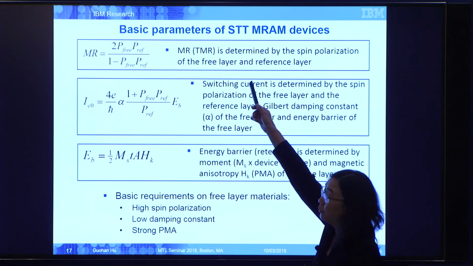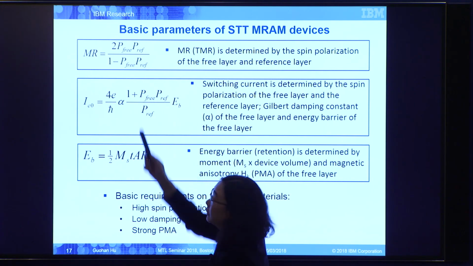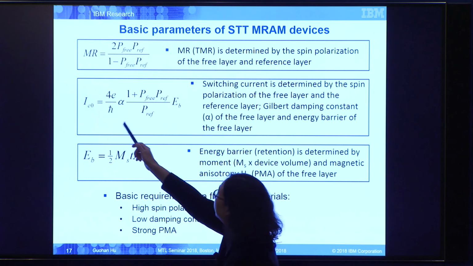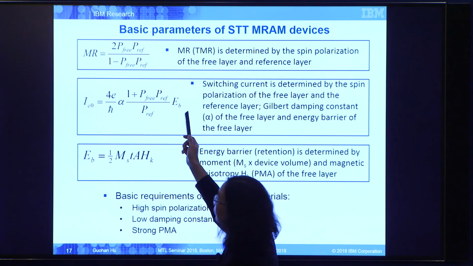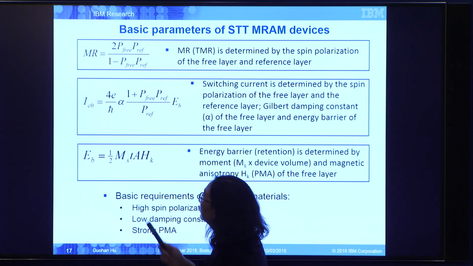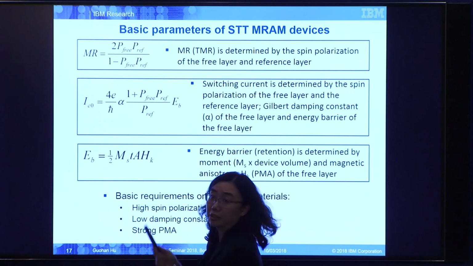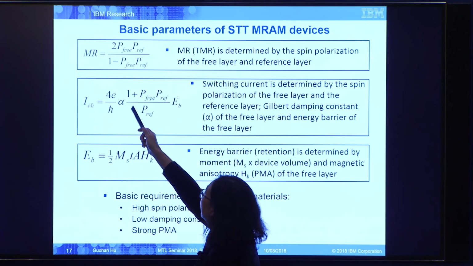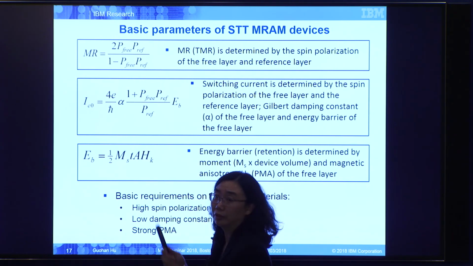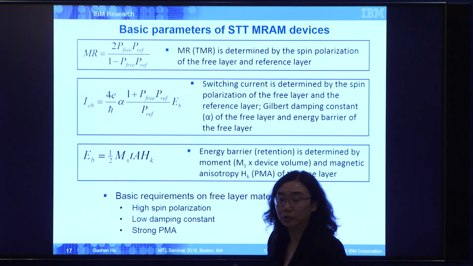So for the TMR, you want as high as possible. I mentioned this already. You need a material that has high spin polarization. And if you look at the current, it clearly scales with your EB, which is your retention. But there's also another term, the so-called Gilbert damping. It's a directly linear relationship. So if you want to lower the current, you also want a material that has very low Gilbert damping. And then, of course, this is your EB here.